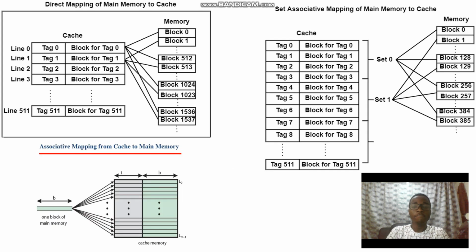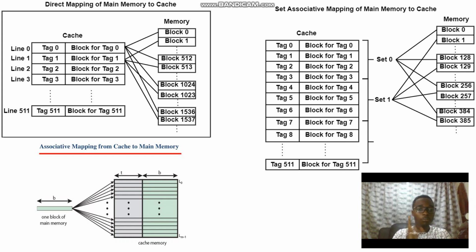Then we also have the diagrams. The first one is the diagram of the direct mapping, the lower one is associative mapping, and the third one is set associative mapping. As you can see, we can always copy from the memory to the cache. They are all given in terms of blocks.